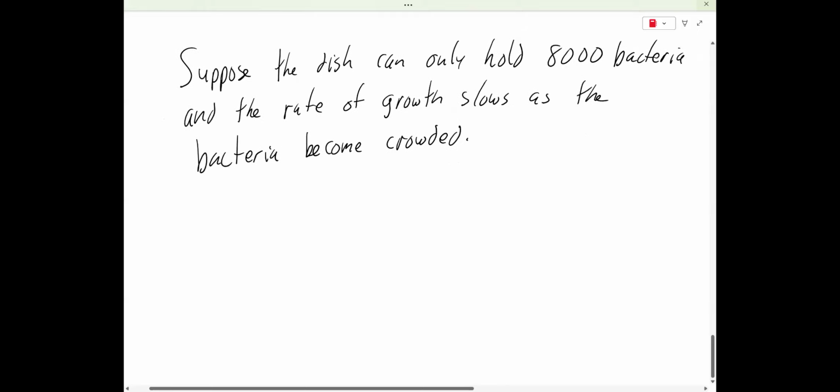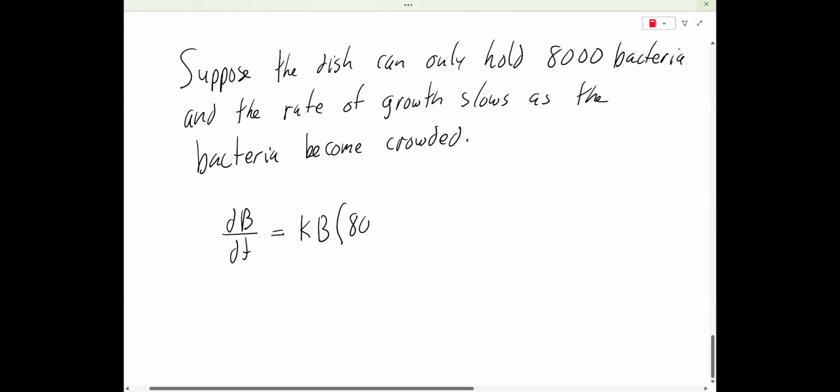Okay, so suppose this dish can hold 8,000 bacteria, and the rate of growth slows as bacteria become crowded. The model you could use for something like this: we have again dB/dt equals kB, which is what we had before. But now, to account for the fact that the rate of growth slows down, you can put another factor here like this. So we'll see if this makes sense.